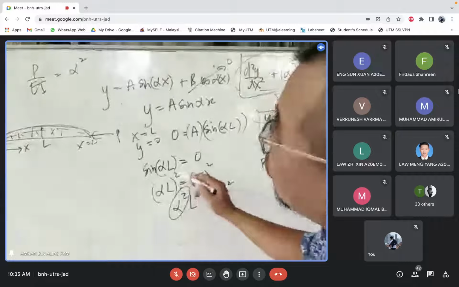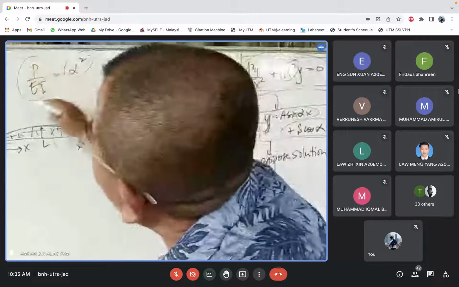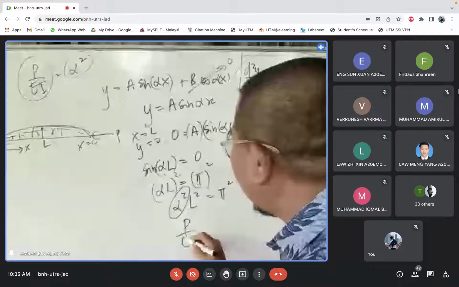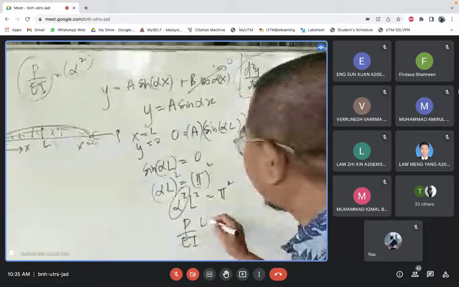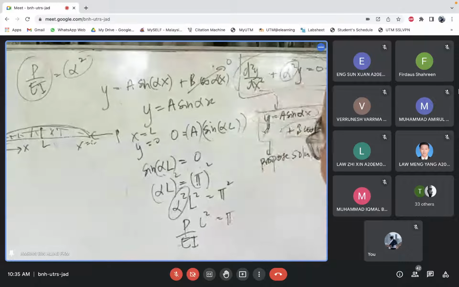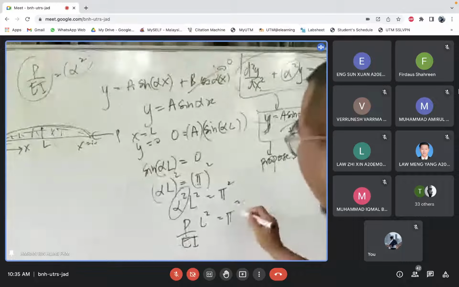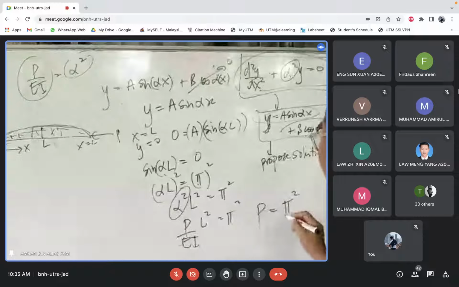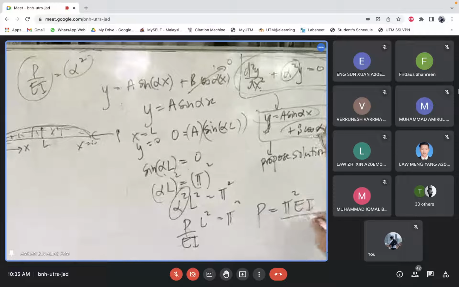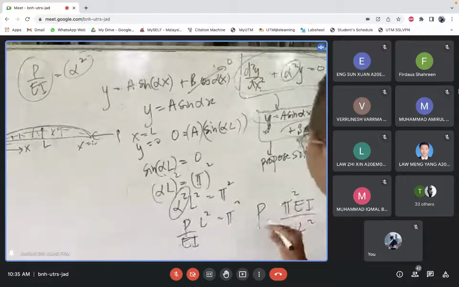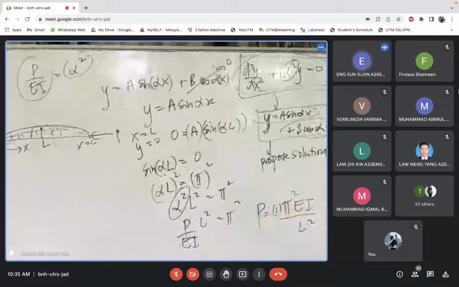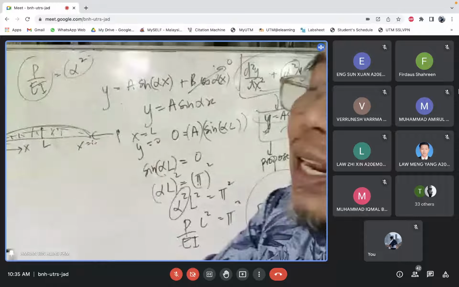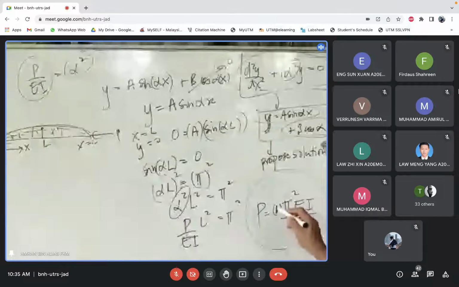What is alpha square? Alpha square is equal to P over EI, right? Yes. So what do we have there? P over EI times L square is equal to pi square. And then what is the P there? P is equal to pi square EI over L square, times 1 there. Times 1, right? Yes. So what is this? Euler. This is the first Euler when pin equal to pin. Your beta is equal to 1.